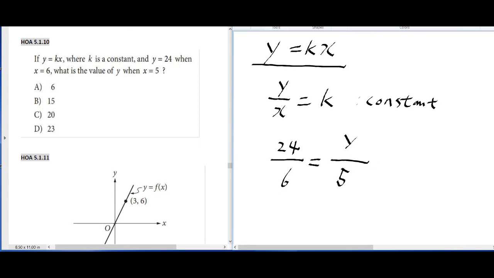Like this way, okay? Even though you can cross multiply right away, you had better simplify this first. This is 4 over 1, right? 4 over 1 means just 4, right? Then you just cross multiply. y equals 4 times 5. You understand me? Yeah. So for the special line which passes through the origin, you can just use direct variation.